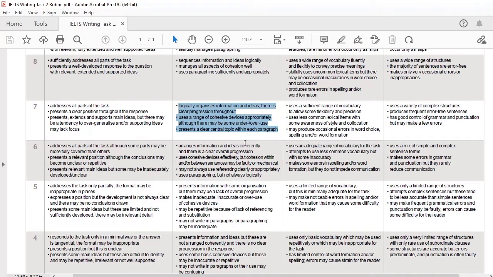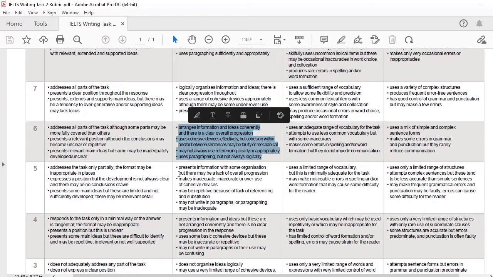Arranges information and ideas coherently, and there is a clear overall progression. Uses cohesive devices effectively, but cohesion within and or between sentences may be faulty or mechanical. May not always use referencing clearly or appropriately, uses paragraphing but not always logically. So she may get a 6, but I'm not sure.